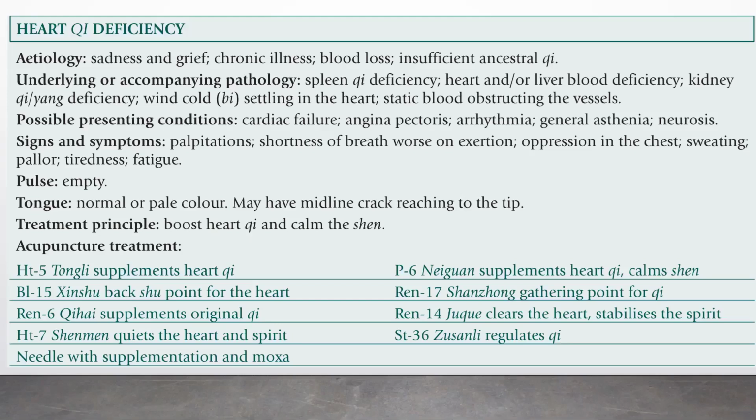For the acupuncture treatment, we use Heart 5 to supplement the heart qi, Bladder 15, the back shu point of the heart, Ren 6 to supplement original qi, Heart 7 to quiet the heart and spirit, PC 6 to supplement the heart qi and calm the shen, Ren 17, the gathering point for qi, Ren 14 to clear the heart and stabilize the spirit, and Stomach 36 to regulate qi. Needle with supplementation and moxa.